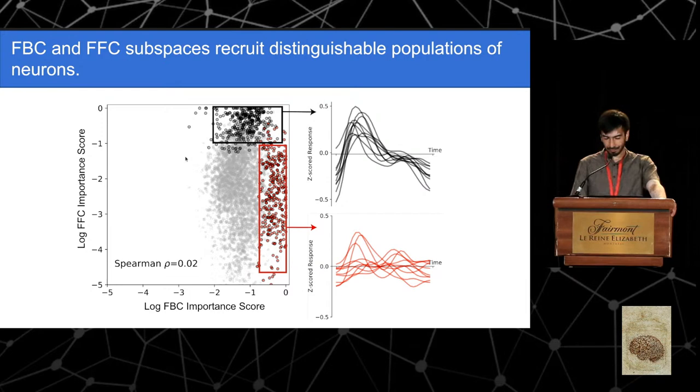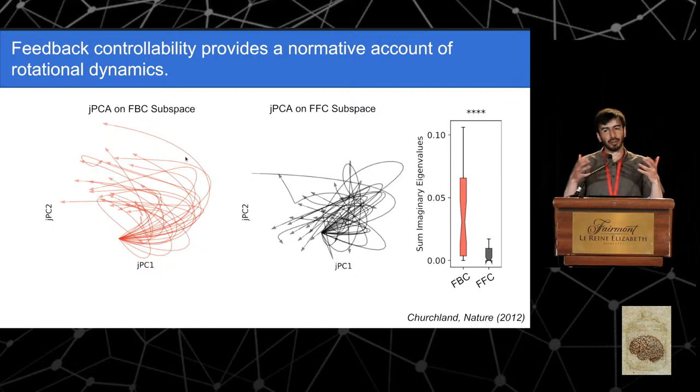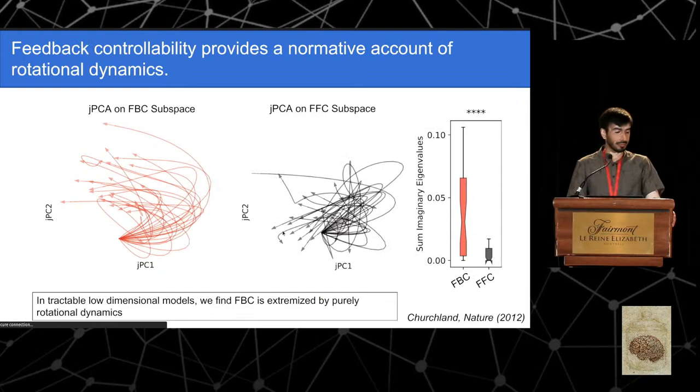The next thing we wanted to take a look at is the noted presence of rotational dynamics within M1. If one projects using jPCA onto the feedback versus feedforward controllable subspaces, we find more stereotyped rotational dynamics within the feedback controllable subspace. We can quantify this using the sum of the imaginary eigenvalues within the jPCA fits and find a statistically significant difference. So we decided to take a closer look at this and did some numerics and analytics, and we essentially found that in tractable low-dimensional models, the feedback controllability is extremized by purely rotational dynamics.